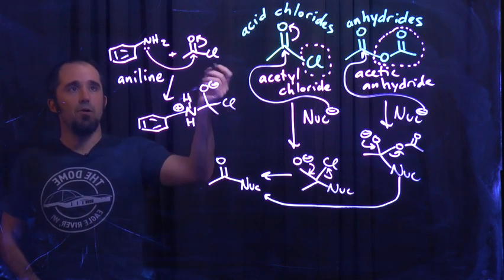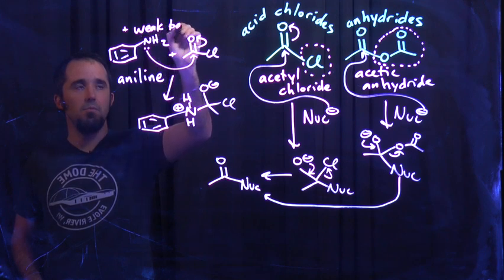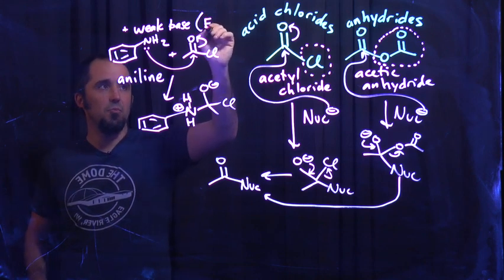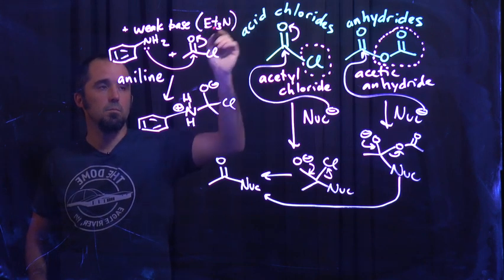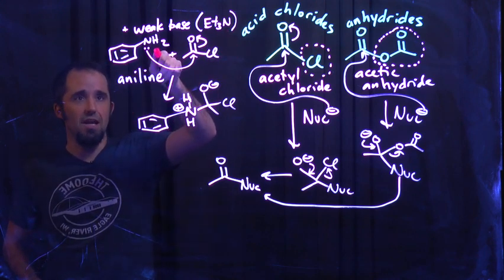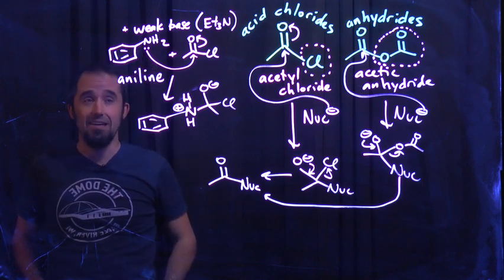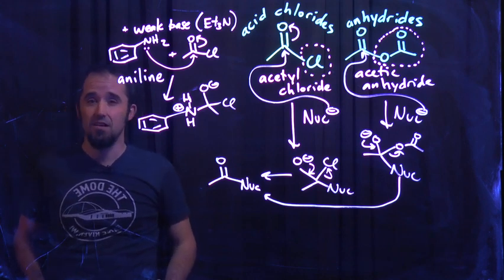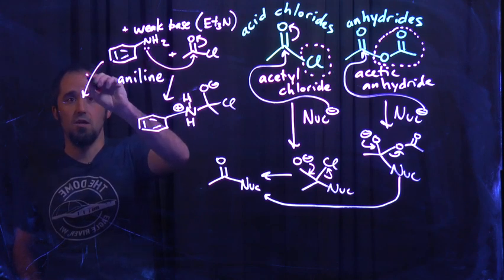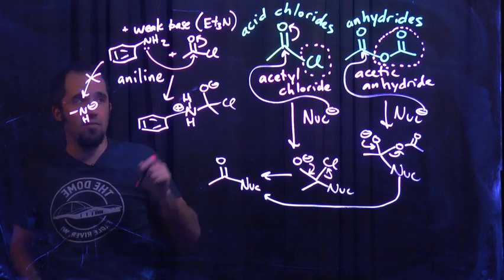So usually I would give it some weak base. Maybe triethylamine. Okay? Is triethylamine a strong enough base to deprotonate aniline? No. The pKa for aniline, I don't know offhand. I would guess probably in the 20s. It's going to be really, really hard for me to take that proton. All right? So I don't need to go to N- like that. I don't need to.